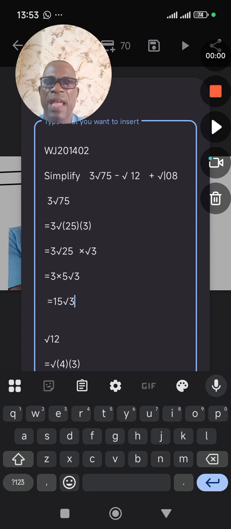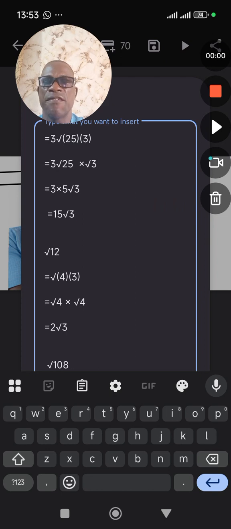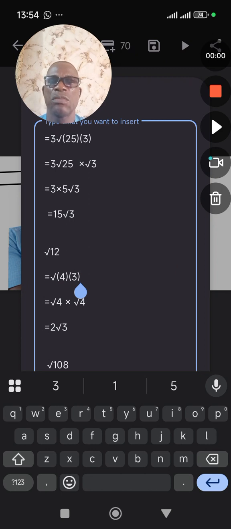Next, let us simplify square root 12. To simplify square root 12, it is the same process. That is, we have to break 12 into two factors. One must be a square number and the other a surd number. And these two numbers are 3 and 4. So it becomes square root 4 times 3, which invariably becomes square root 4 times square root 3.